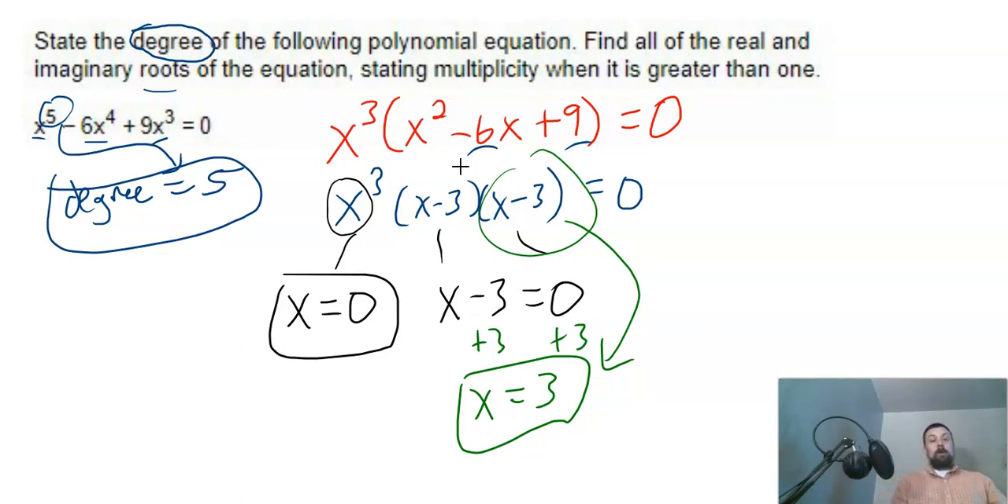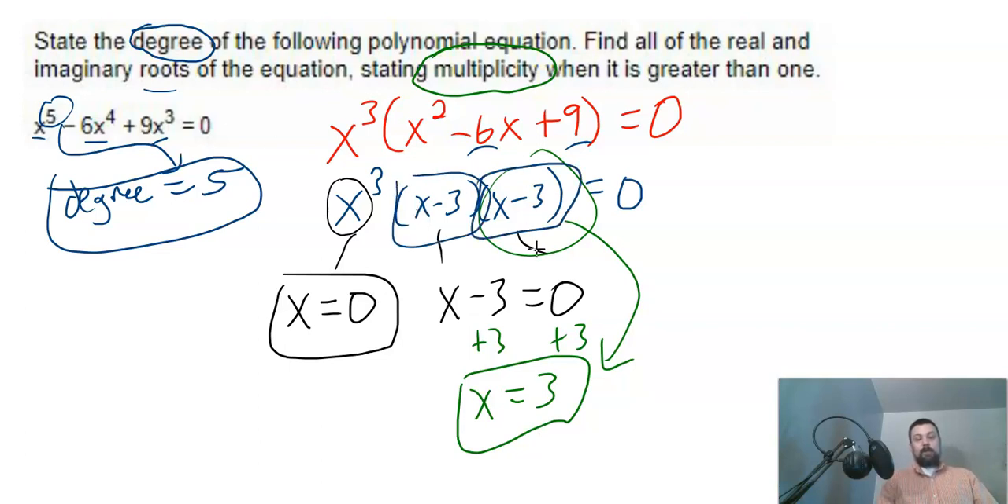But what we want to consider is the multiplicity of that result. So how many times am I getting x equals 3 as a solution? I'm getting that solution twice, right? I'm getting it once from this factor and once from this factor. They both give me this answer of x equals 3. And so since I'm getting that answer twice, the multiplicity of this root is 2.